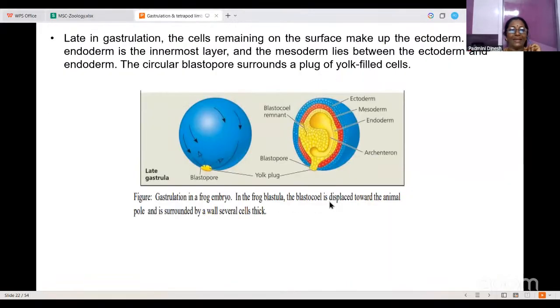Late in gastrulation, the cells remaining on the surface make up the ectoderm. The outside is going to make the ectoderm, the endoderm is the innermost layer, and the mesoderm lies in between the ectoderm and the endoderm.